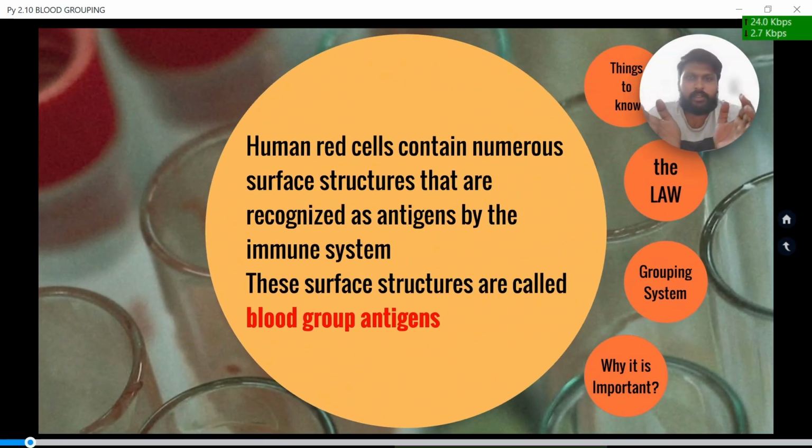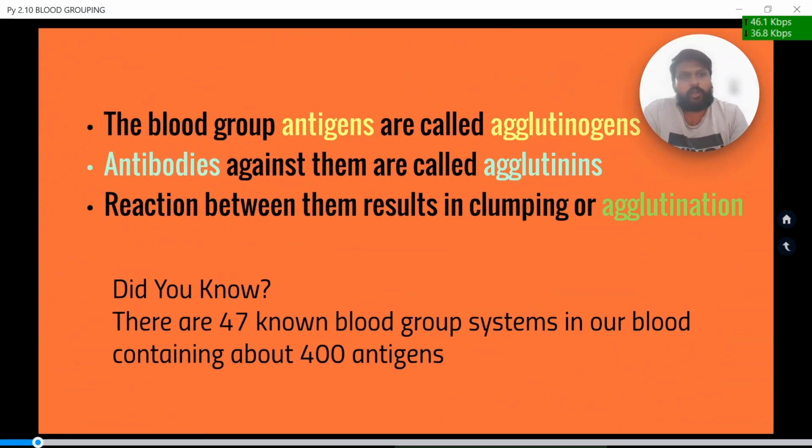Human red cells have numerous surface structures coating the cell membrane, just like other cells. Your RBCs, or erythrocytes, have numerous antigens or structures placed on the surface, which your immune system recognizes. These structures, or antigens, are what we term blood group antigens. Before going to the basics, you will come across these terms very frequently, so I'm just introducing you to them.